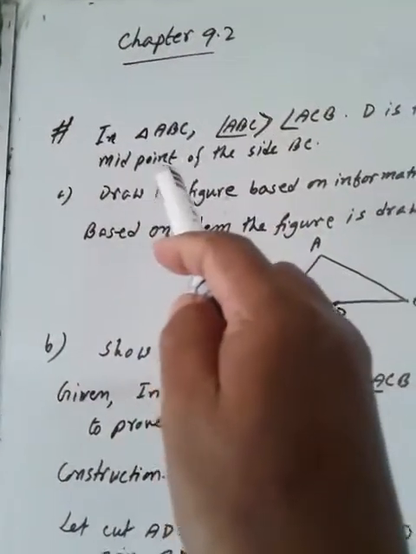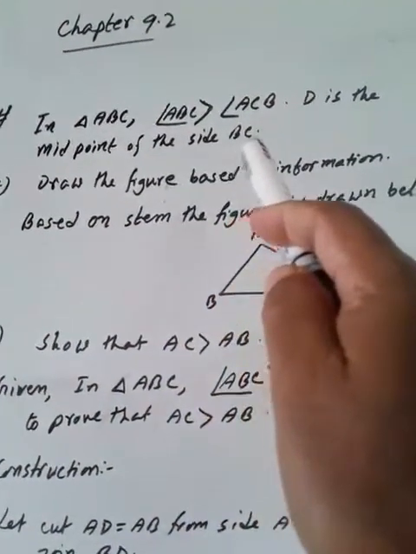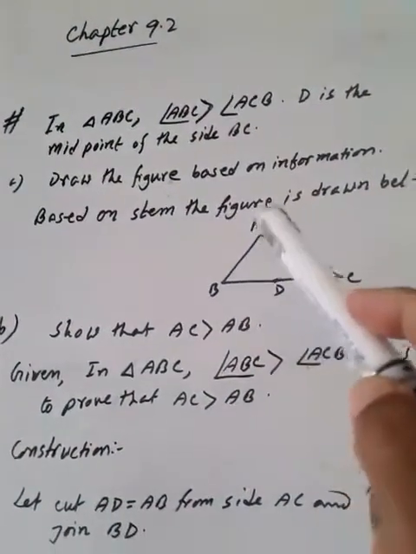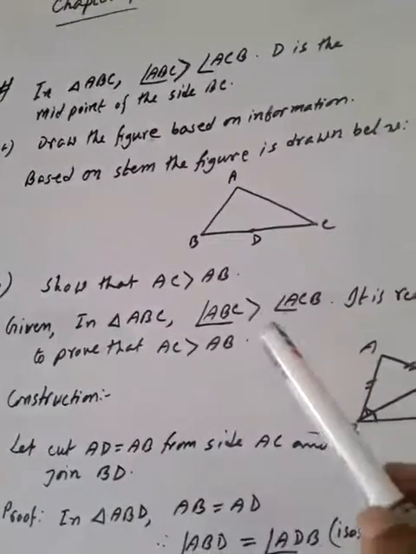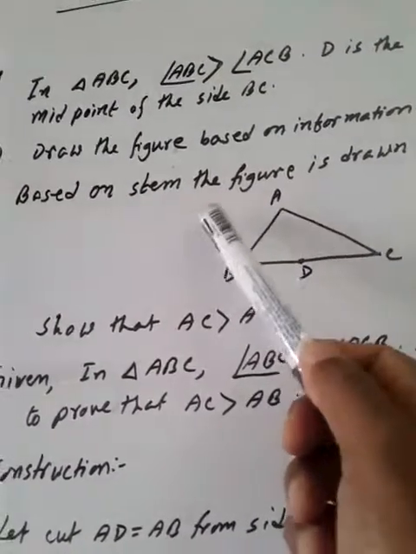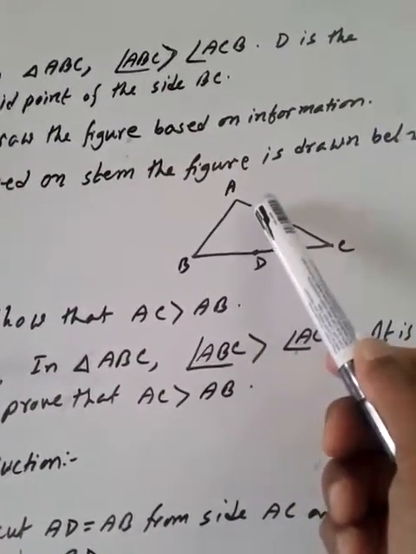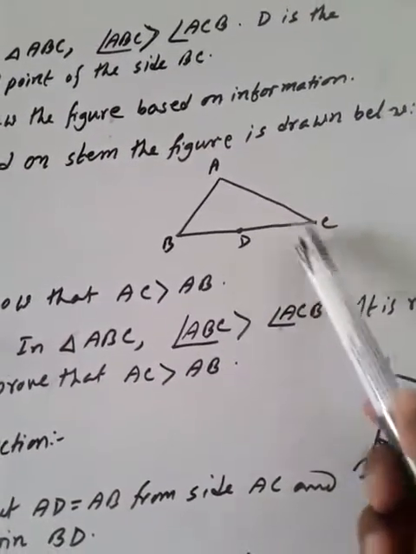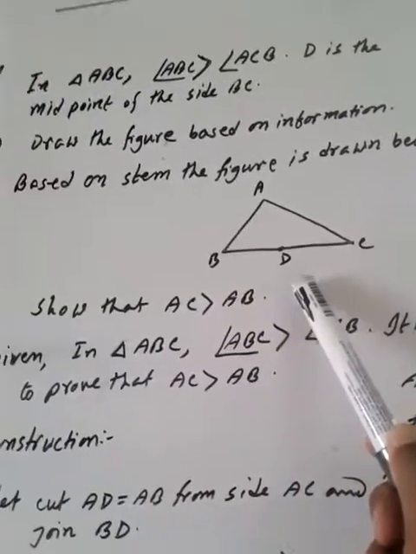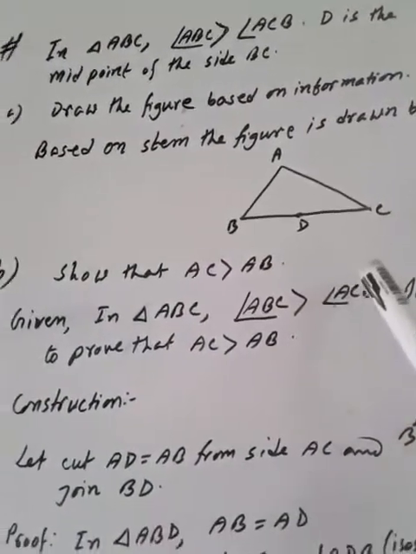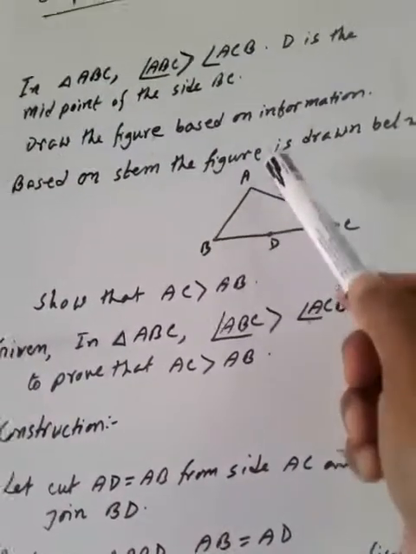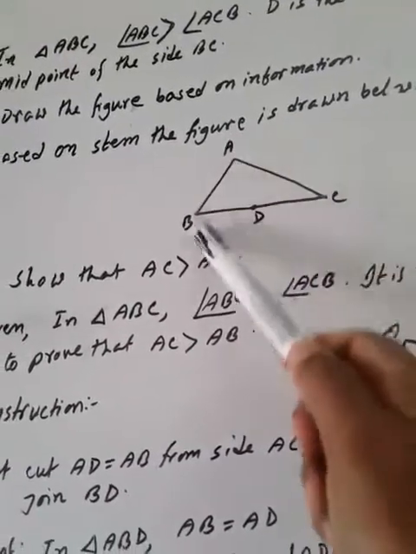This is geometry for class 7, chapter 9.2c. In triangle ABC, angle ABC is greater than angle ACB, and D is the midpoint of side BC. Draw the figure based on the information. Based on the information, we can see angle ABC is greater than angle ACB, and D is the midpoint. The figure is drawn. Now show that AC is greater than AB. We have to prove that AC is greater than AB.